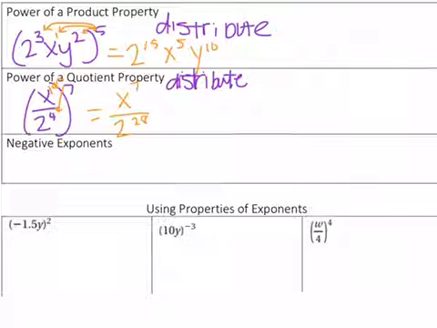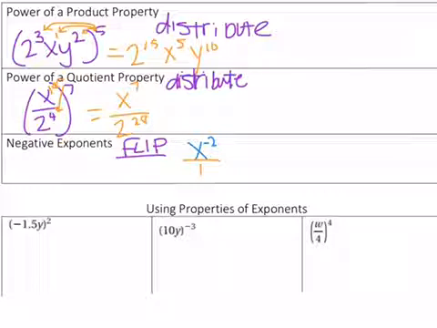Now the negative exponents. I've kind of mentioned this in the past, but what you do is you flip the fraction. So if we had x to the negative 2nd power, to get rid of the negative sign, you're going to make it into a fraction, which you put over 1, and you flip whatever has the negative exponent with it. So it's going to turn into 1 over x to the 2nd power, and that gets rid of the negative.